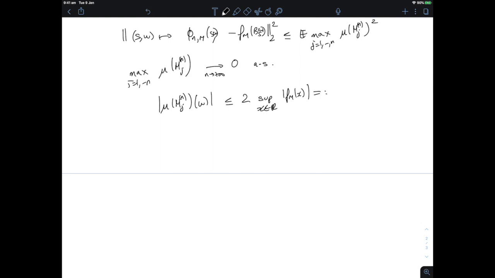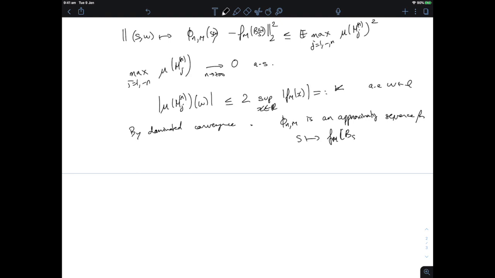Let's call that number k. And k is a number, so it is an L infinity random variable, therefore it's an L2 or L1 random variable, well, L2 if I square it. And so by dominated convergence, this is true for almost every omega in Omega. So by dominated convergence, I've just proven that phi_n^M is an approximating sequence for the process s goes to f_M of B_s.